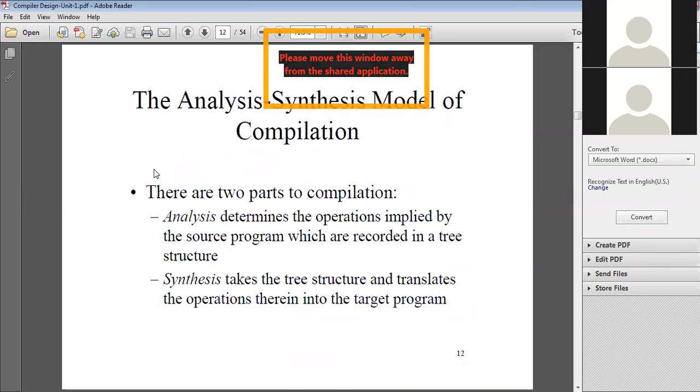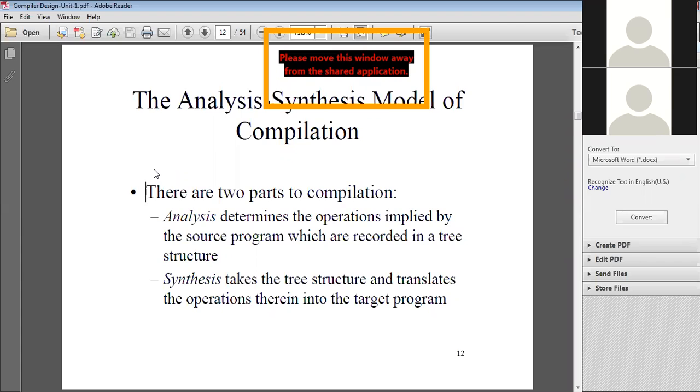So the analysis synthesis model of compilation. There are two parts. Whenever we do the compilation, converting high level language into low level language and finding the error messages, there are two parts of the compiler. First is called the analysis and another is called the synthesis. The combined form is called the analysis synthesis model of compilation.